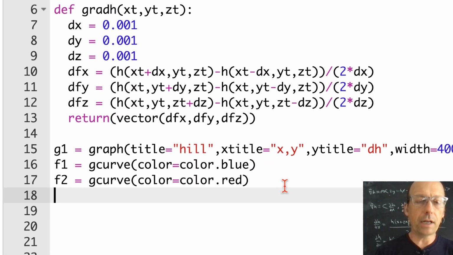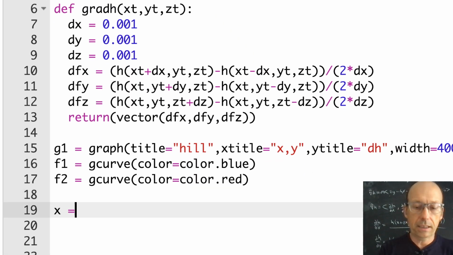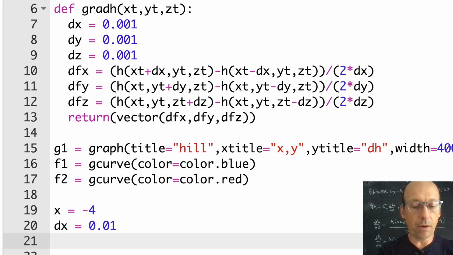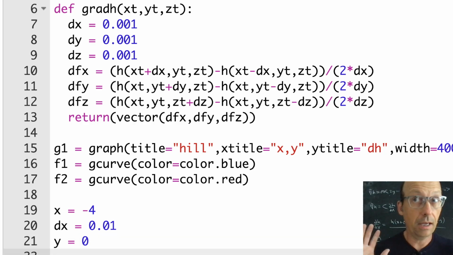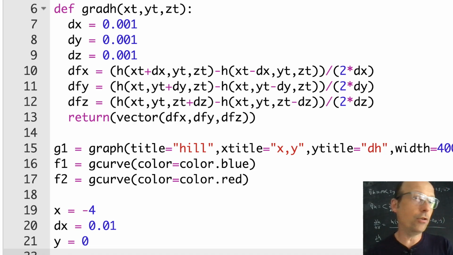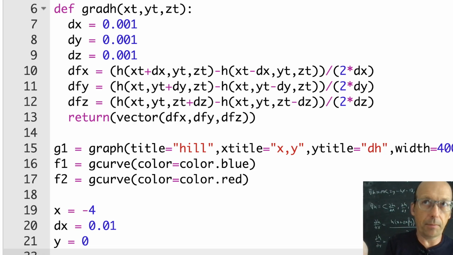Okay. So now let's say x is negative 4 and dx is 0.01. I don't need that big of a step. And let's say y is equal to 0. It can matter what the value of x and y is. In this case, it doesn't. But it could be you couldn't just vary the x and find the maximum height for the x. That doesn't always happen. But we'll do it anyway.